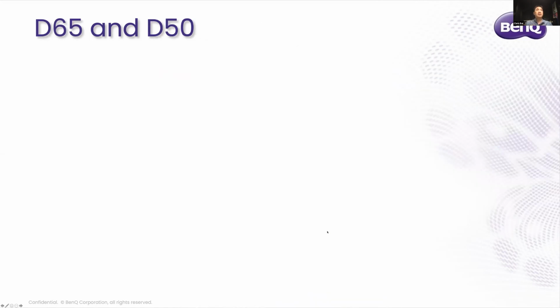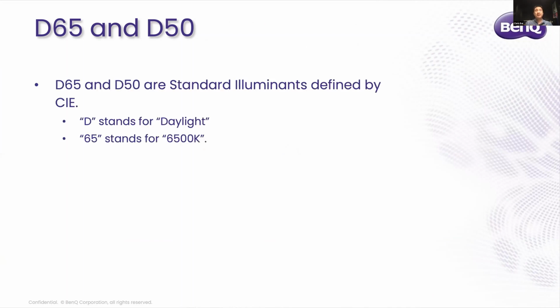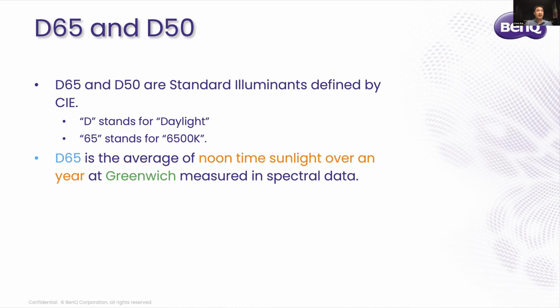But there are standardized illuminants. That's what we call D65 and D50. You might have heard of them before, but I'm going to explain them in more detail here. D65 and D50 are standard illuminants defined by the CIE. D stands for daylight. 65, for example, stands for 6,500 K. And D65 has a definition: it is the average of noontime sunlight over a year at Greenwich.